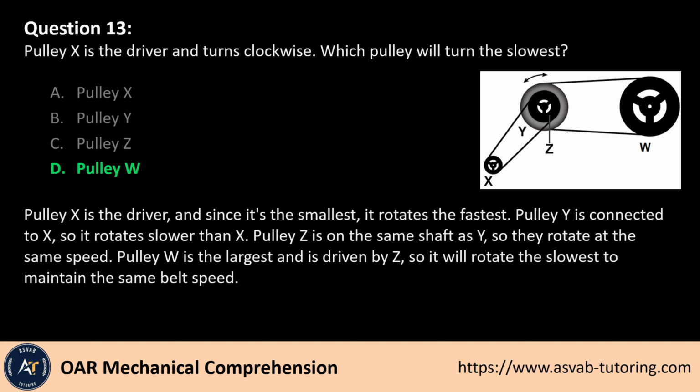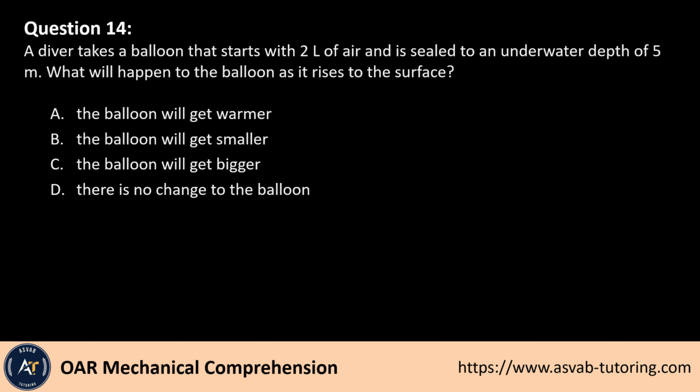The answer is D. Pulley acts as the driver, and since it's the smallest, it rotates the fastest. Pulley Y is connected to X, so it rotates slower than X. Pulley Z is on the same shaft as Y, so they rotate at the same speed. Pulley W is the largest and is driven by Z, so it will rotate the slowest to maintain the same belt speed.